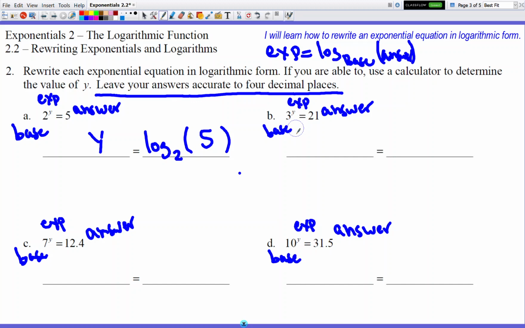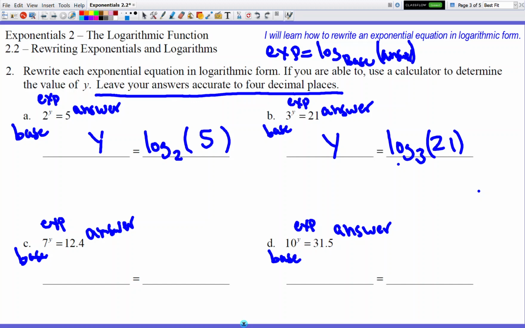All right, so let's do B. B says the same thing. First you write the number, or in this case it's a letter actually. Write the letter that's occupying the spot called exponent. And Y is occupying that spot, so I put Y. Then equals, then log, then base. Who's sitting in the spot called base? And hopefully you all say 3 is. 3 is, yes, very good. And then who's sitting in the spot called answer? 21. There you go. Pretty easy.